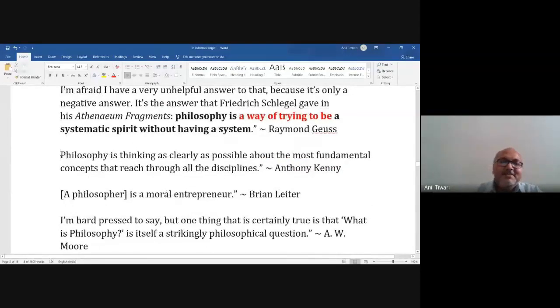Look at this definition by Anthony Kenny. He is one of the fantastic philosophers of our time. Philosophy is thinking as clearly as possible about the most fundamental concepts that reach through all the disciplines.